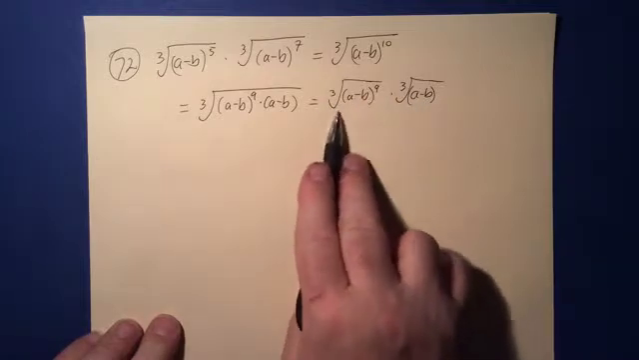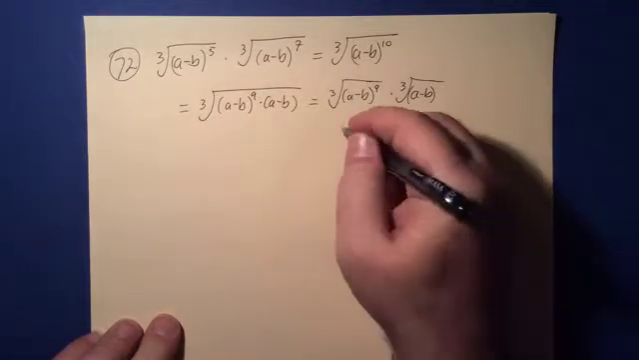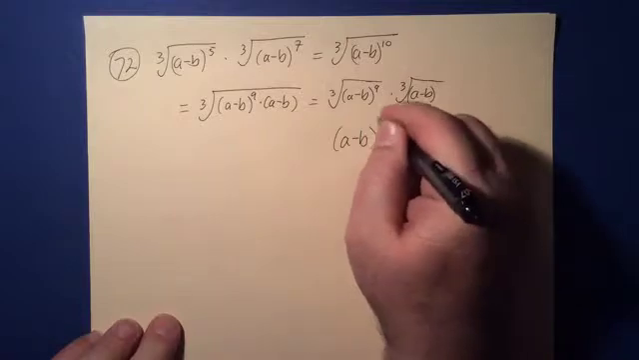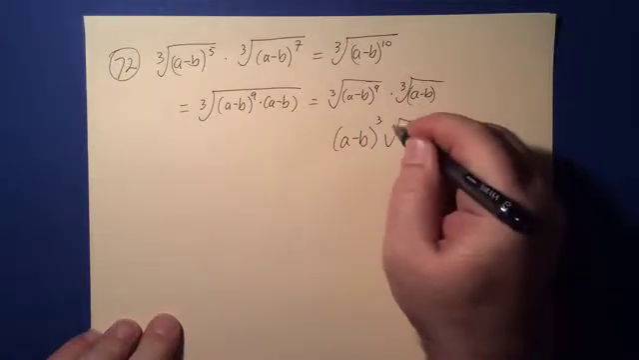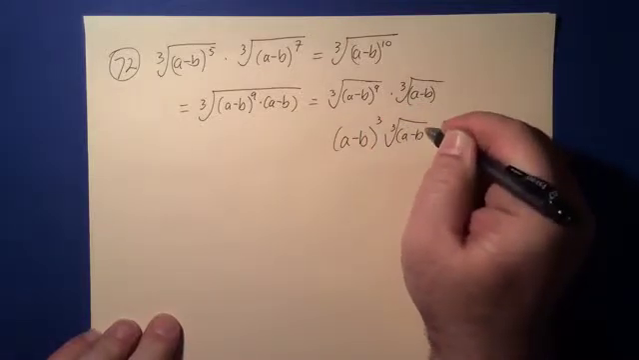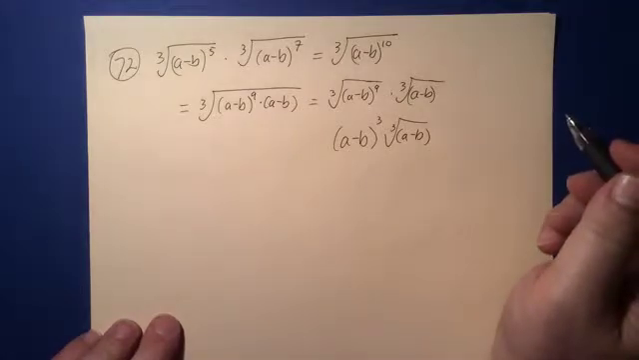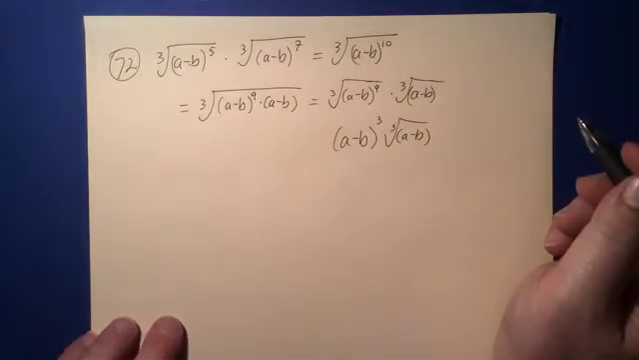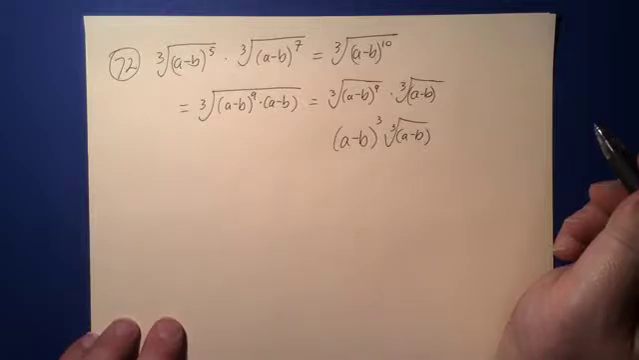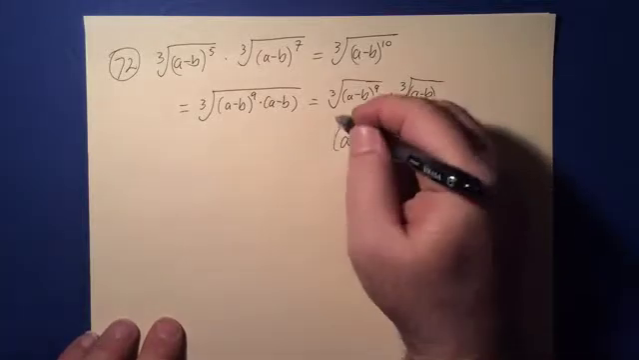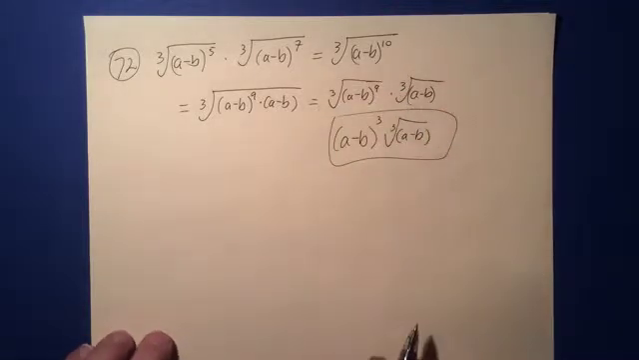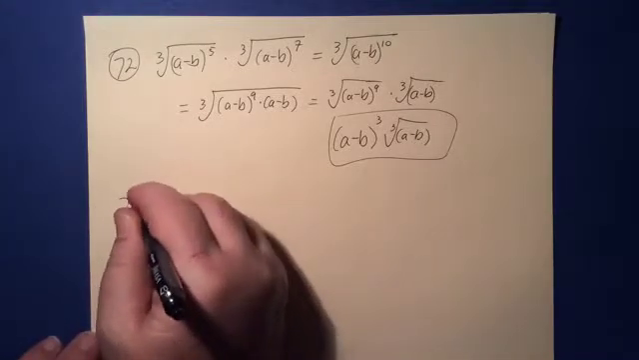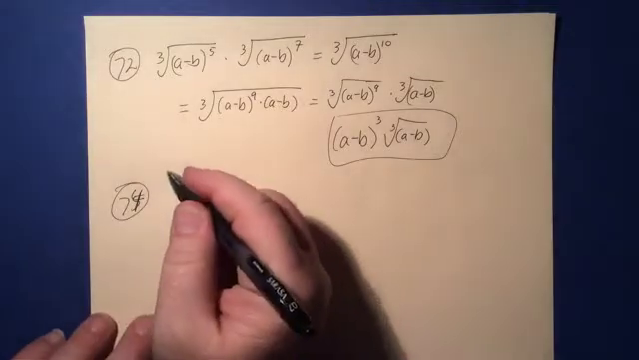Hopefully you can kind of see this jump here. Well, if I have a 9 here, I have a 3 here, I can write this as a minus b to the third times the cube root of a minus b. And that is as simple as we can express that final answer there. Okay, let's go ahead and take a look now at question 74. This will be the last question for this lesson.